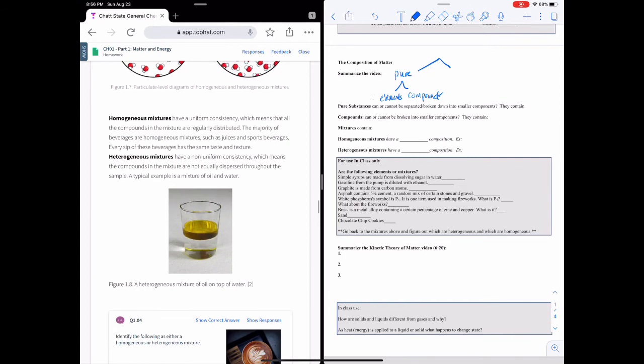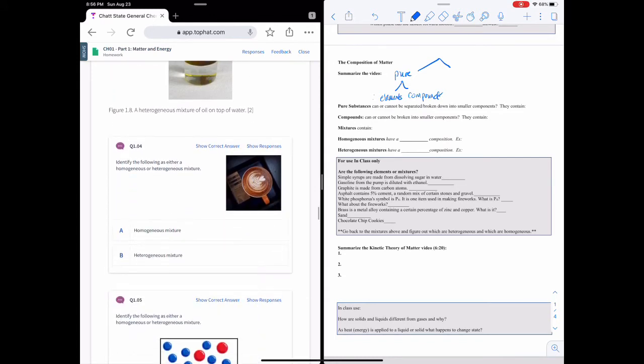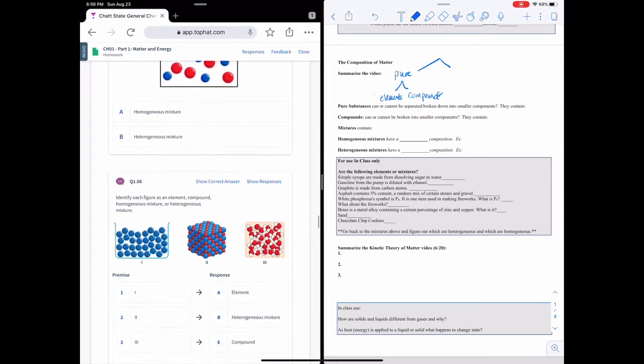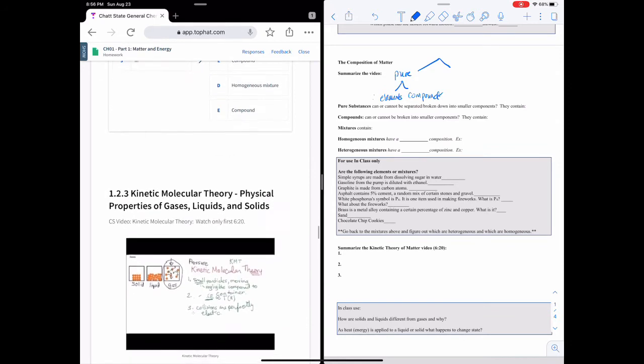Then here's homogeneous mixtures, heterogeneous. The video talks through it, and then you've got the text that follows to help you understand it better. And again, we've got some more questions, just making sure you understand it really well. And then we have this in-class section.